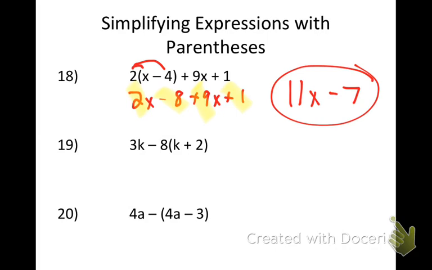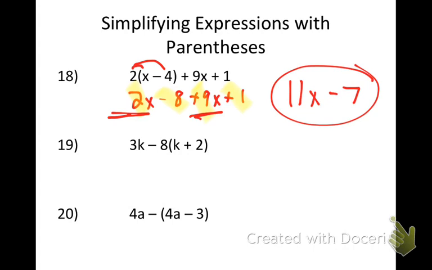So why do you add the 2x and the 9x? Because the 8 is a negative. You take the term in front. Yep, so this is a positive 2x because there's no operation, and this is a positive 9x, so that's where you add it. Good question. 19. 3k minus 8 parentheses k plus 2.